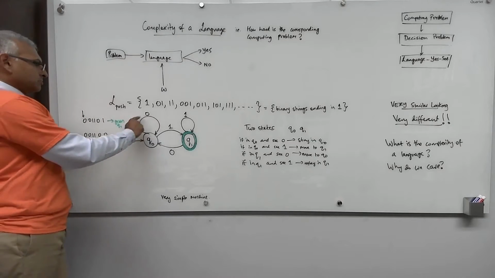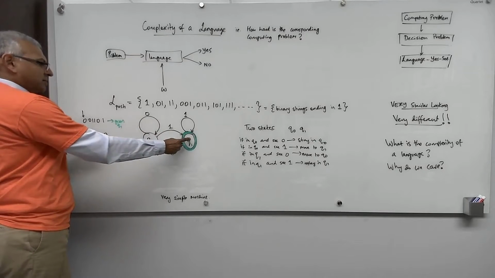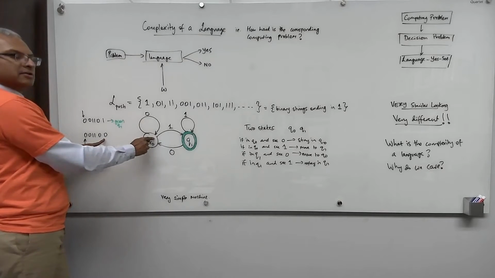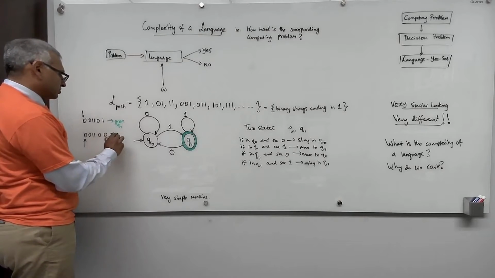Okay, let's see what happens at the end of this string. I see a 0, I stay. I see a 0, I stay. I see a 1, I jump. I see a 1, I stay. I see a 0, I jump. I see a 0, I stay. At the end of this string, I am in state Q0.